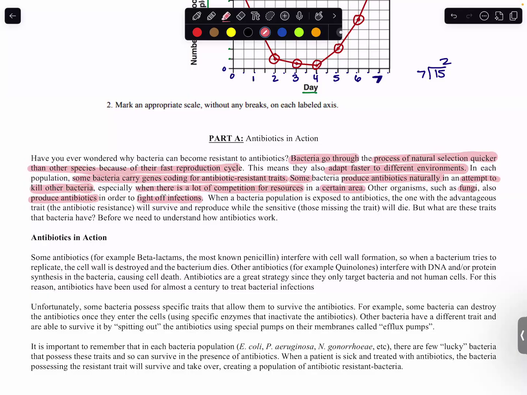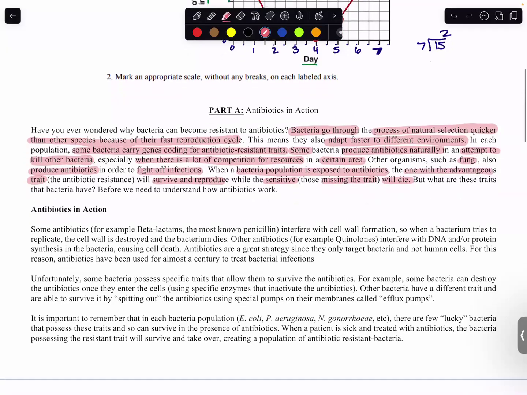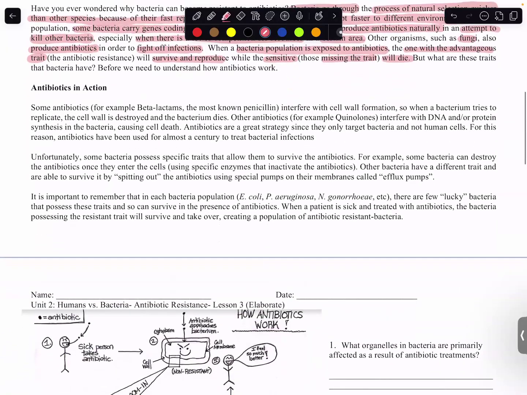When a bacteria population is exposed to antibiotics, the one with the advantageous trait will survive and reproduce, while the sensitive, those missing the trait, will die. That's natural selection. But what are these traits that bacteria have? Before that, we need to understand how antibiotics work, rather.